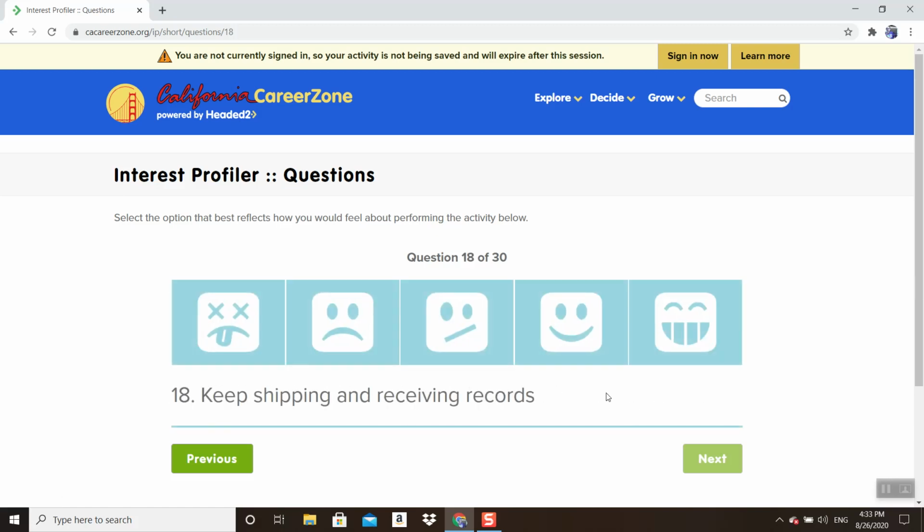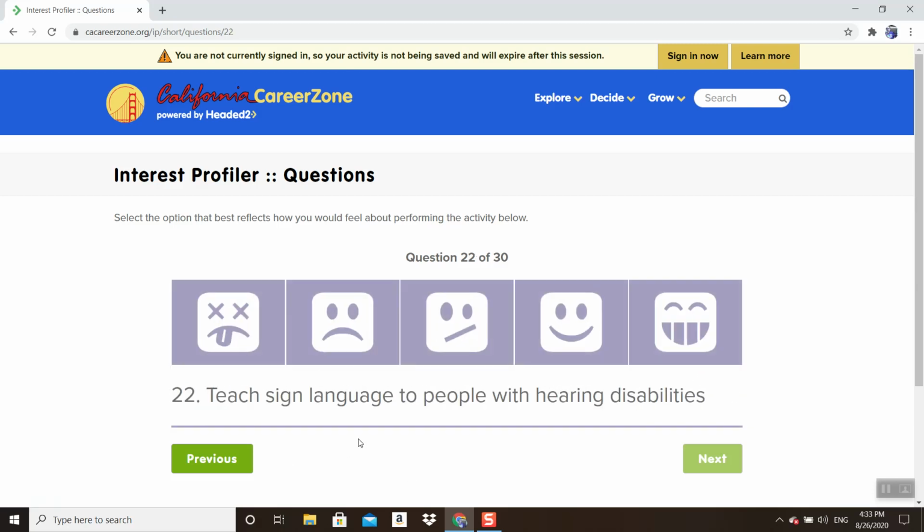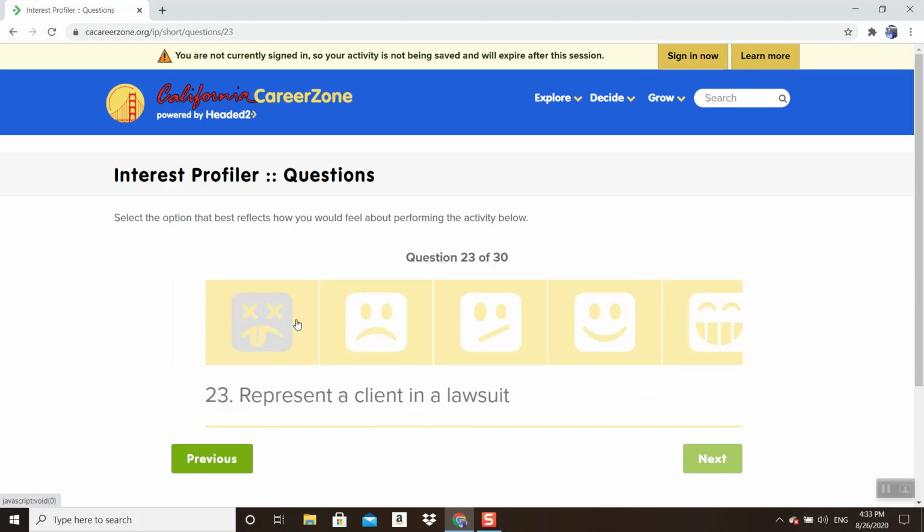Keep shipping and receiving records. A lot of times students do not understand this. This is more accounting, keeping track of what comes in, what has been shipped out, and making sure nothing has been missing. Doesn't sound too exciting to me. Test the quality of parts before shipment. Well, that'd be kind of fun. Develop a way to better predict the weather. Oh, everybody needs that. Write scripts for movies and television shows. Oh, yeah. Teach sign language to people with hearing disabilities. I don't think I could do that.